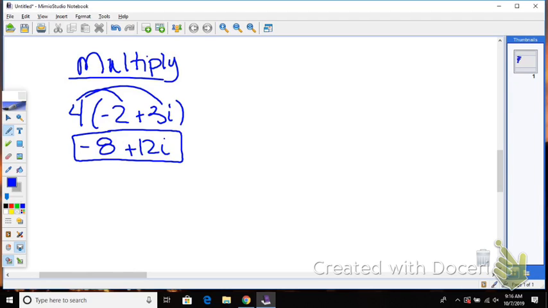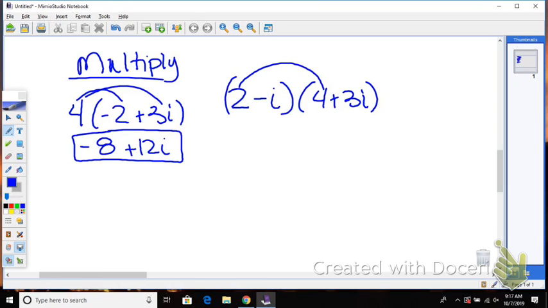Okay, now give me your full attention because we're going to math it up a little bit. If I have 2 minus i times 4 plus 3i, if these were x's, you would either FOIL or you'd use the box method. And that's exactly what we're going to do here. I'll start with FOILing this one and then I'll do the box method for the next one. So here I'd have 8, 2 times 4.